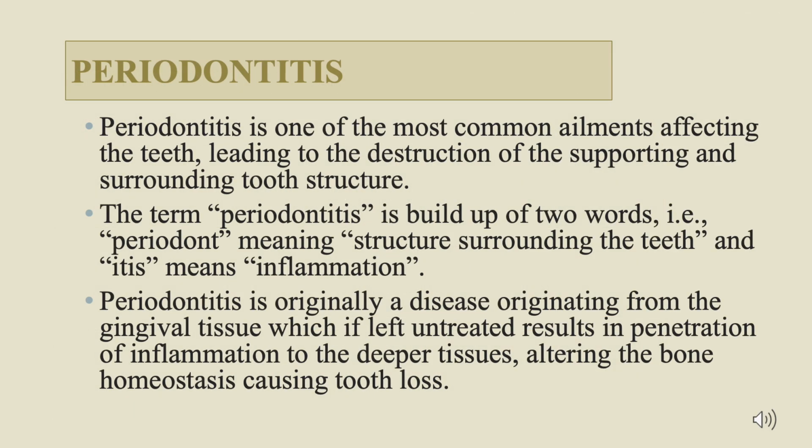Periodontitis. Periodontitis is one of the most common ailments affecting the teeth, leading to the destruction of the supporting and surrounding tooth structure. The term periodontitis is a build-up of two words, that is periodont, which means structure surrounding the teeth, and itis, which means inflammation. Periodontitis is originally a disease originating from the gingival tissue, which, if left untreated, results in the penetration of inflammation to the deeper tissues, altering the bone homeostasis, causing tooth loss.